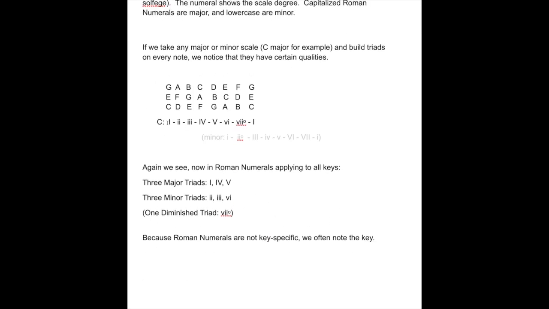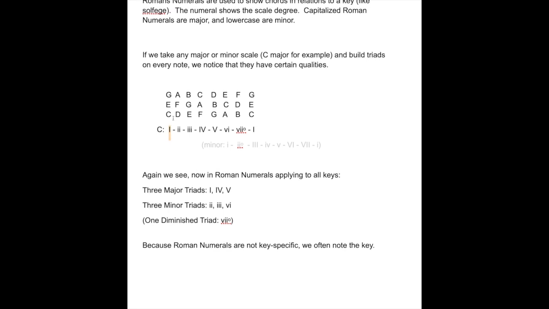So you just give the Roman numeral number, the scale degree or the position in the scale of that key. So the number shows, for whatever key you're in, where you are in that scale.